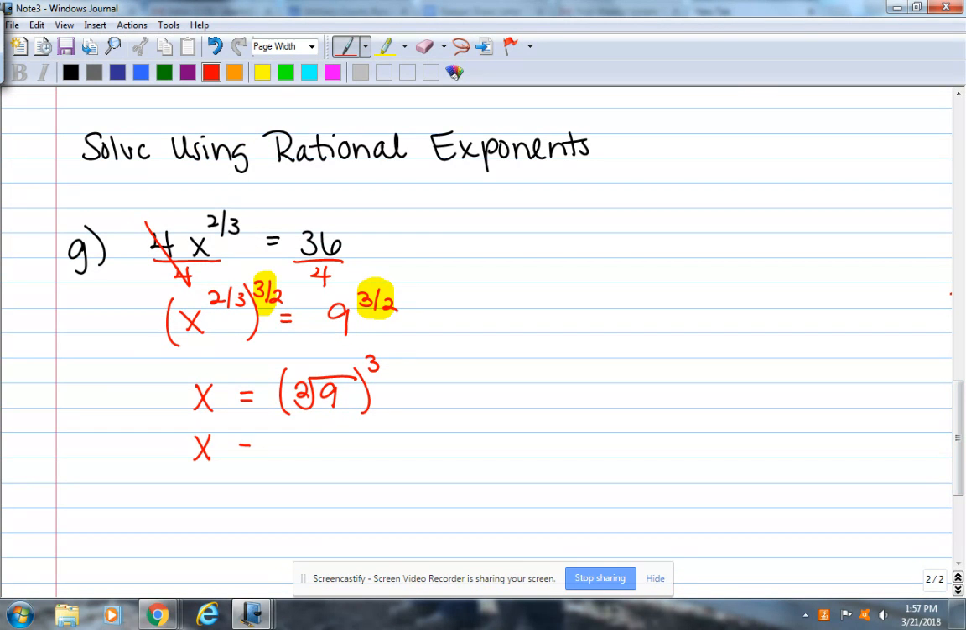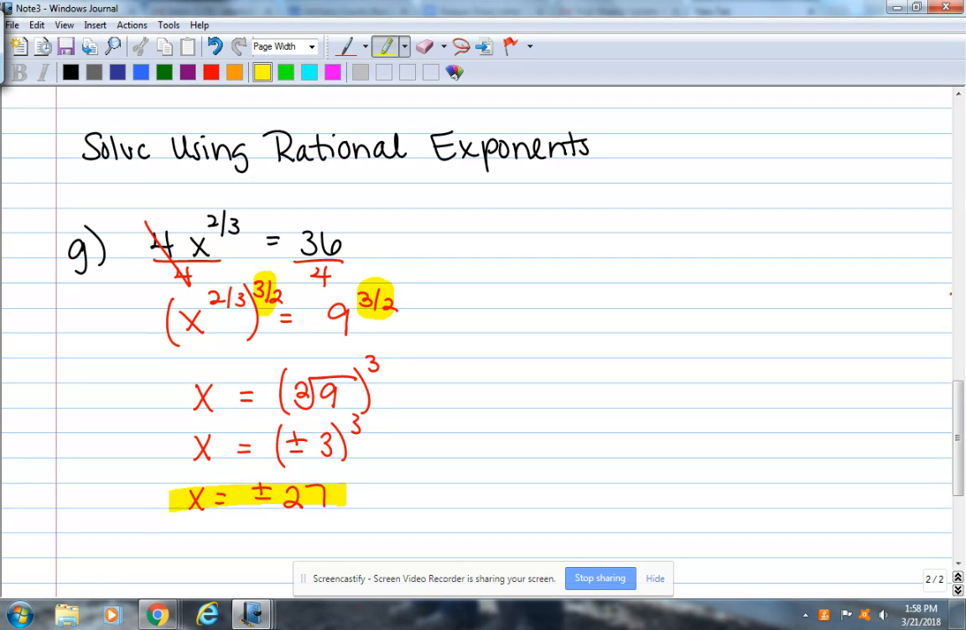It's plus and minus 3 because with square roots you have to consider plus and minus, right? And then we raise that to the third power. So what is 3 to the third power? 27. So x equals plus and minus 27. There's your answer.